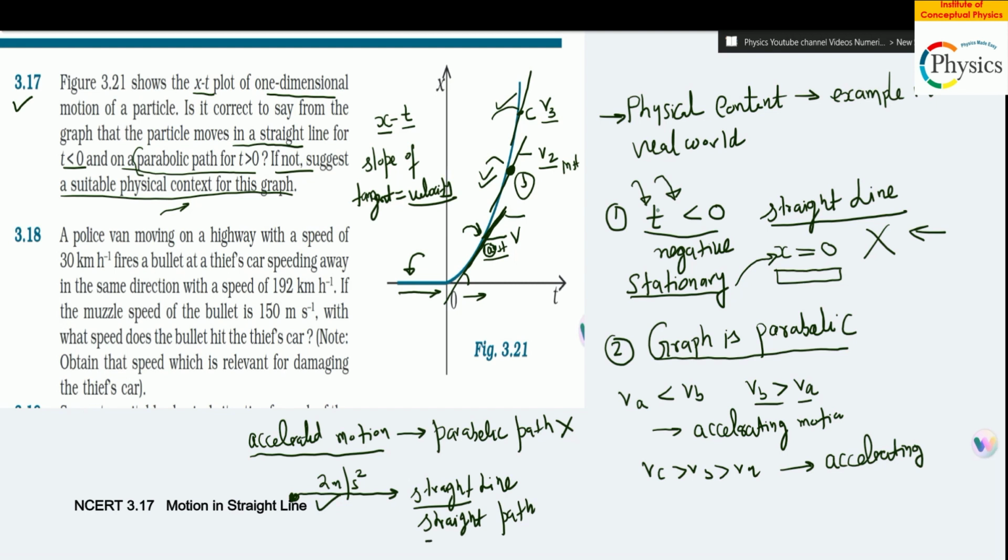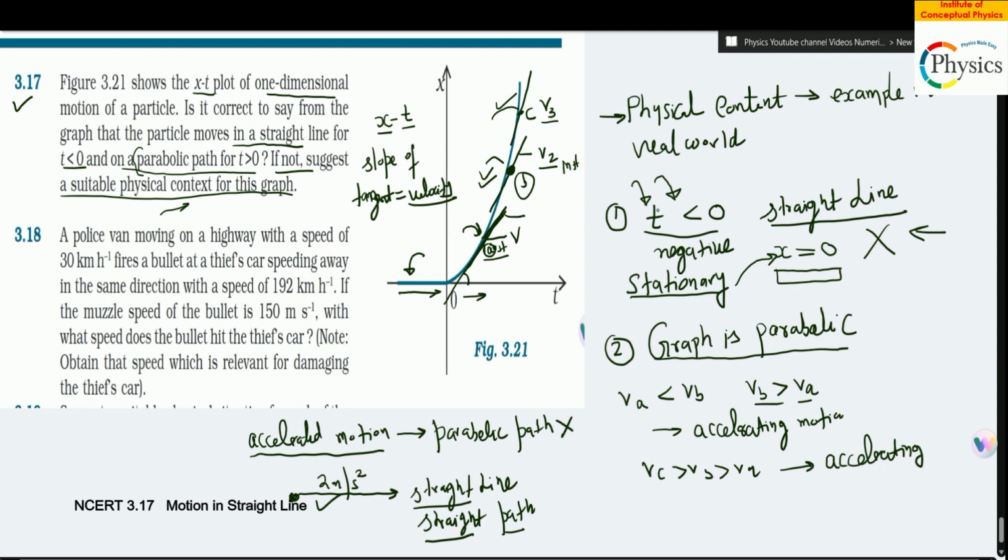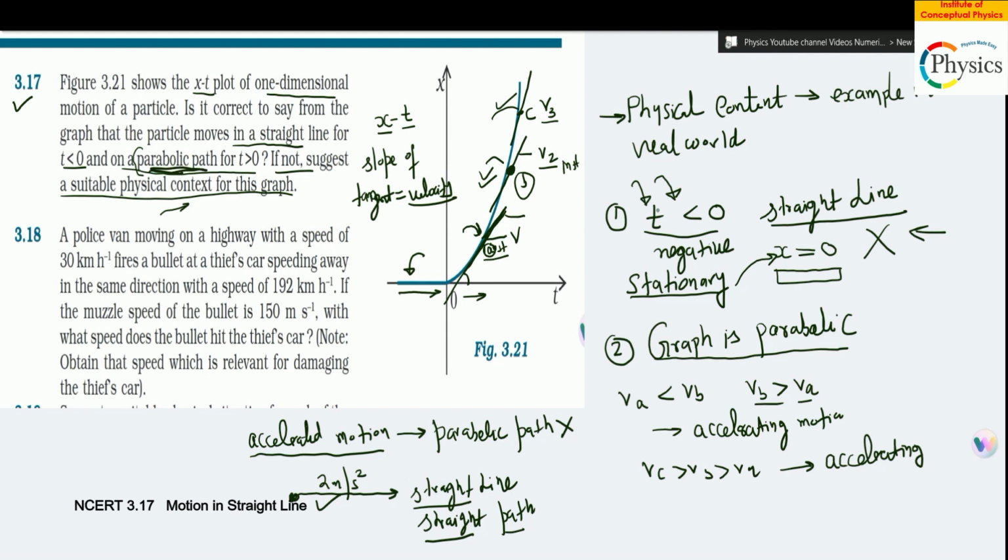The confusion which has been created for you is the word parabolic path. Parabolic path means the body is moving in a parabola, right? You throw the body, it goes in a parabola. This is not the situation. The motion, the position versus time graph is the parabola. The path is not a parabola. The path is a straight path. It's an accelerated motion. So please do not get confused by the parabolic path.